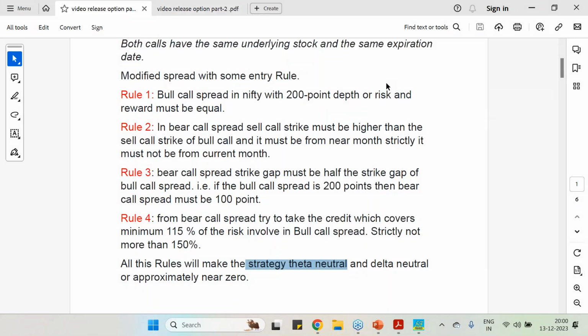Here, also take a photograph of these four rules. There are only four rules. Read them 2 times, 4-5 times, and you will remember them. Yes, this is how you have to work. That is what is required.